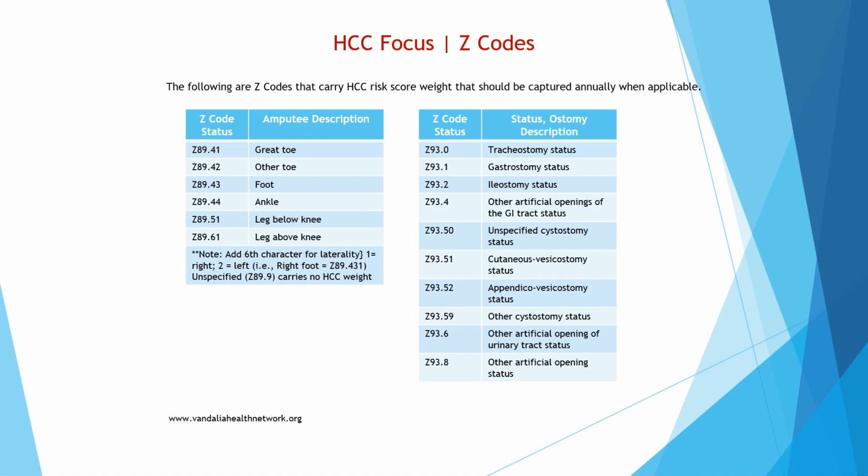Z code status is Z93.52. Description is appendicovesicostomy status. Z code status is Z93.59. Description is other cystostomy status. Z code status is Z93.6. Description is other artificial opening of urinary tract status. Z code status is Z93.8. Description is other artificial opening status.